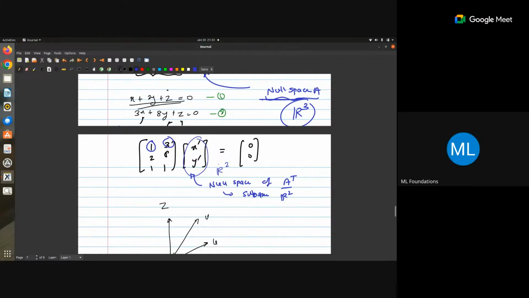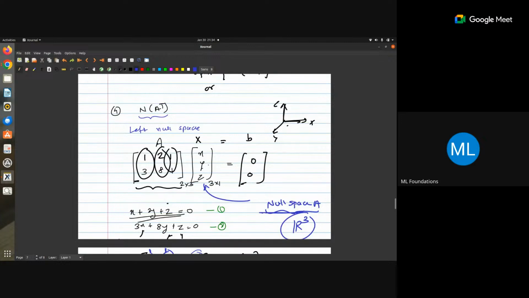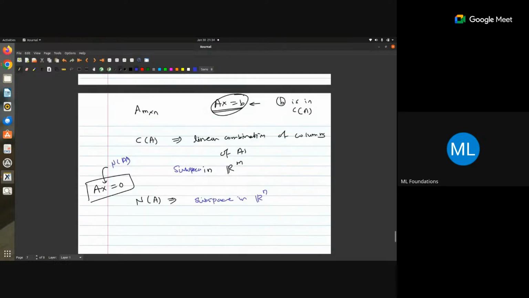It is in R2, right? That is equal to the number of columns. So when it is the number of columns, that means it's in 2 dimensions. If I look at this vector like this, that will again create confusion, but try to understand that this null space is in 2 dimensions. If this matrix is a 2 cross 3 matrix, its null space is in R3, or it's a subspace in R3.